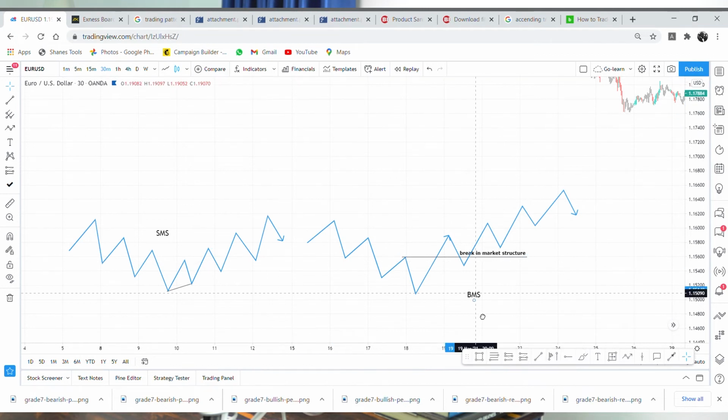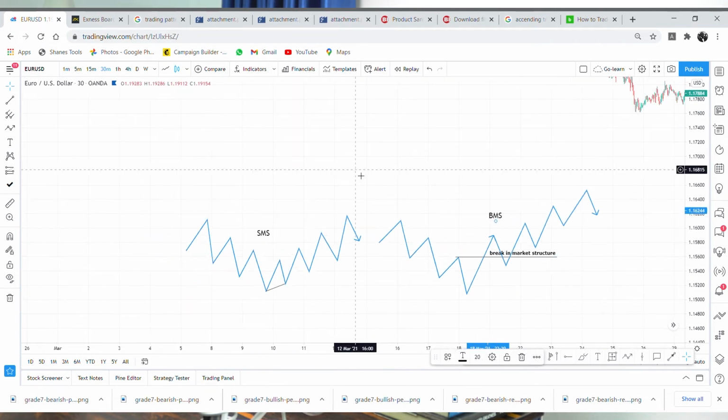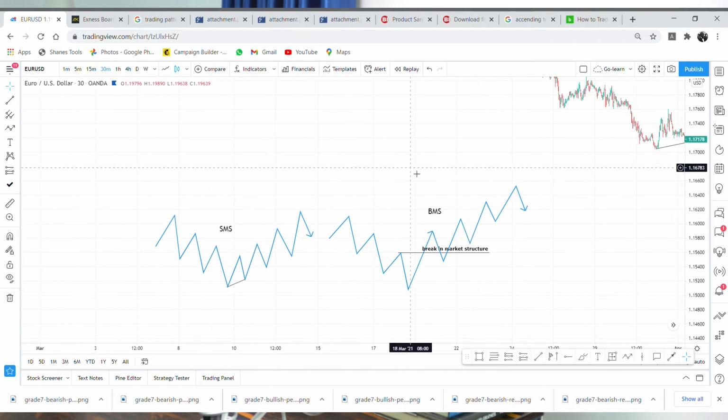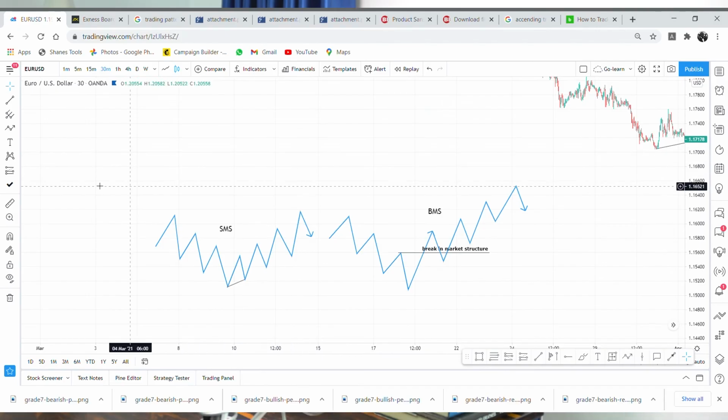Putting them together so you can see the difference between a break and a shift in market structure. It is very, very important to know the difference between these two, so when it happens on your chart, you won't be surprised. You will know what is actually going on. This is the difference between a shift in market structure and a break in market structure. Let me show you how this actually looks on the charts.